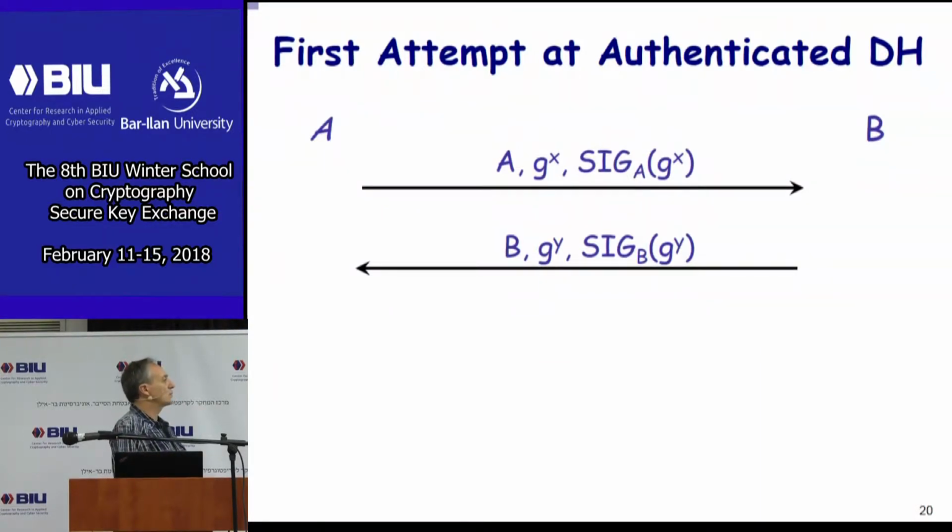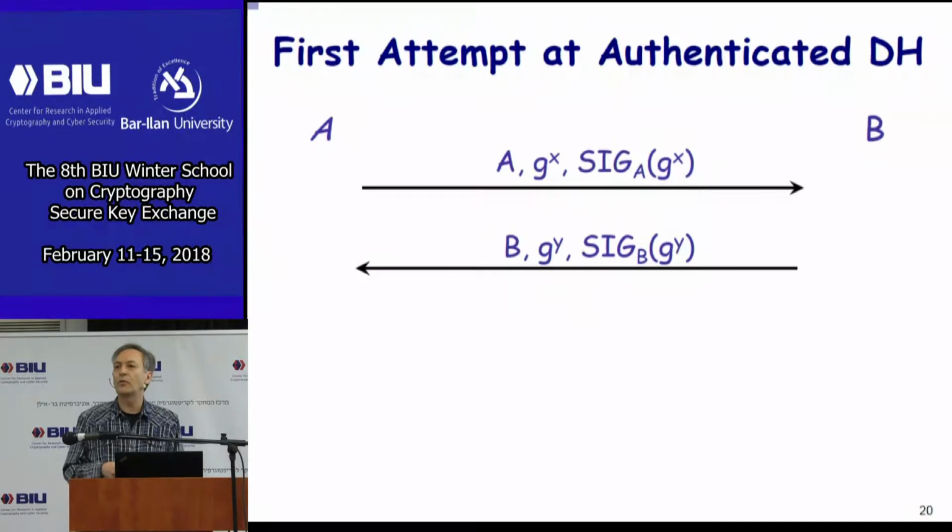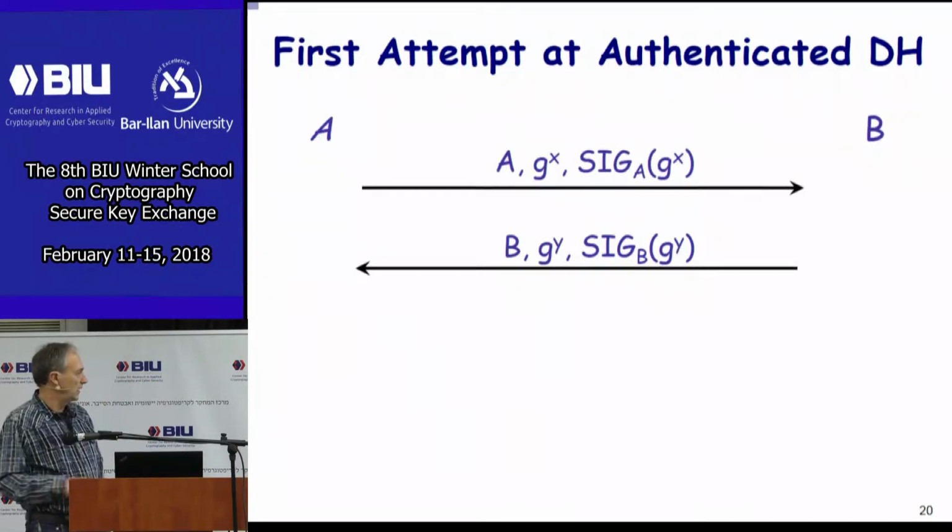And Bob answers with the same triple, I'm Bob, g^y, and my signature on g^y. Okay? This is the basic thing, and what most people would think an authenticated Diffie-Hellman key exchange needs to look like.